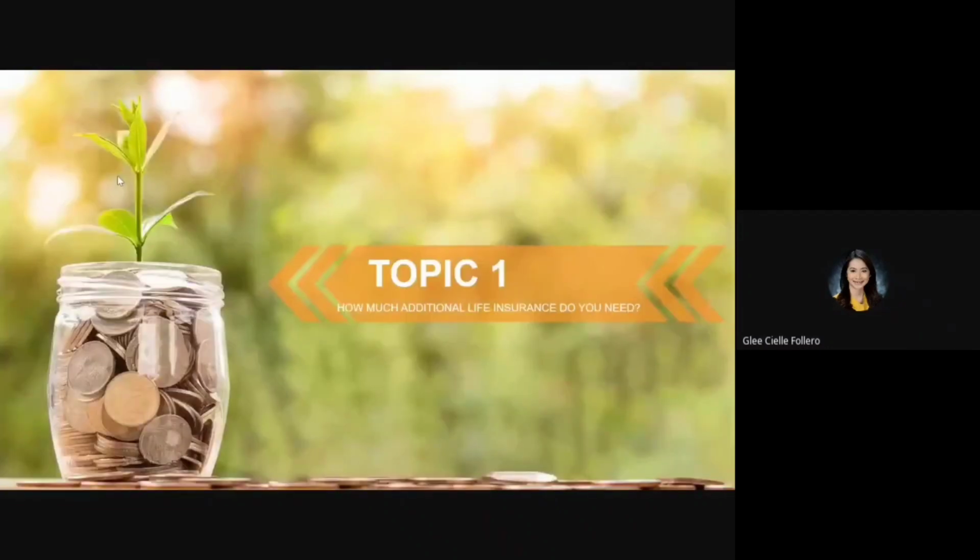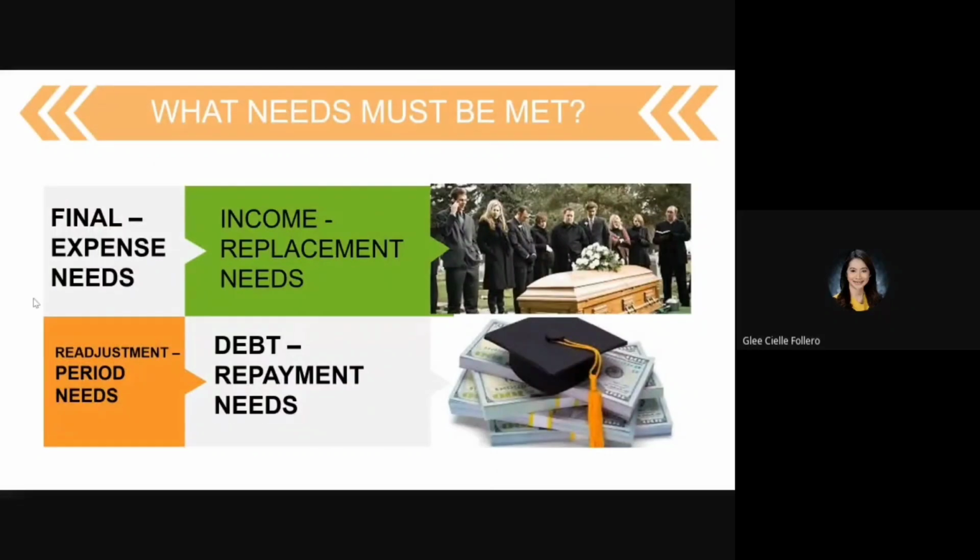So in topic one, which is how much additional life insurance do you need, you have to understand that the primary reason for buying life insurance is to allow your family members to continue with their lives free from any financial burdens that your death would bring. In other words, you purchase life insurance to benefit your loved ones or your family, not to benefit yourself. Okay? So what needs must be met? So ano ba yung mga needs? Ano ba yung mga kailangan paghandaan? Ito yung mga maiiwan nyo dun sa family or sa loved ones nyo.